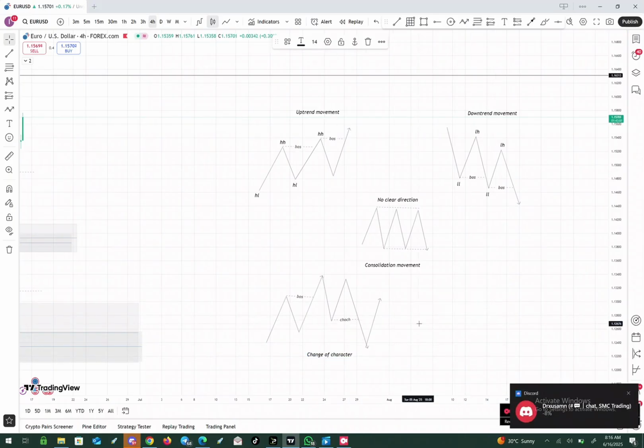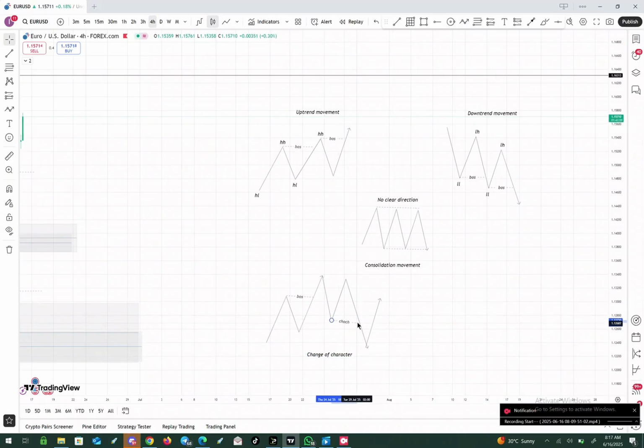So this is the point where we see a change in character. What do we mean by a change in character? A potential reversal, where price is giving us a series of higher low, higher high, higher low, higher high. So there should be a continuation, like higher low, higher high, but no. The market now gave us a lower high to a lower low.